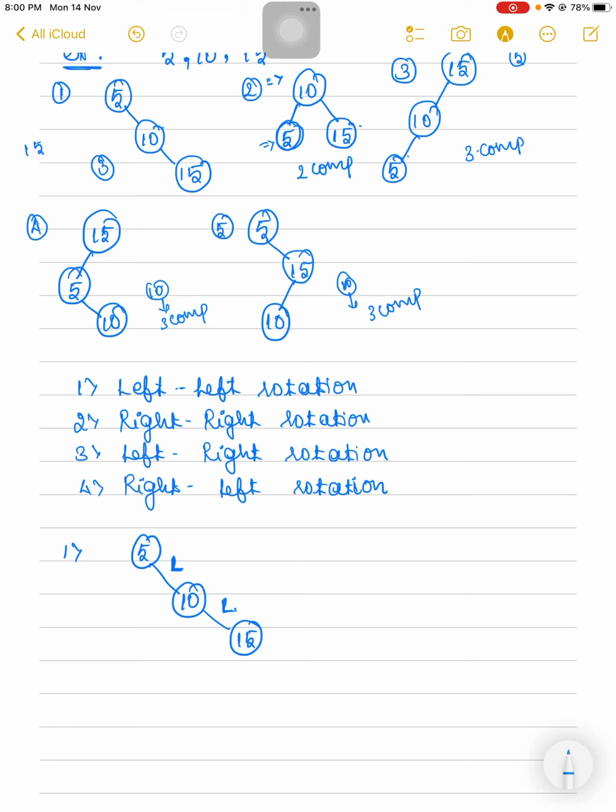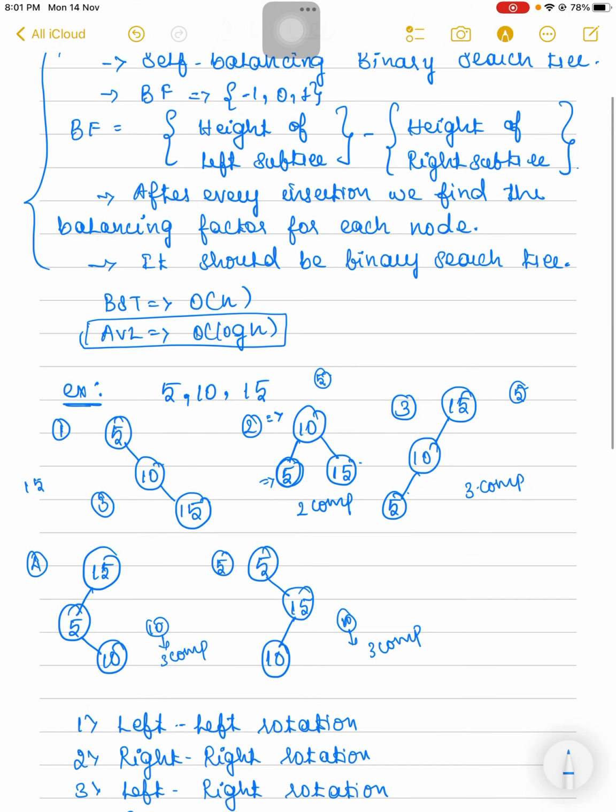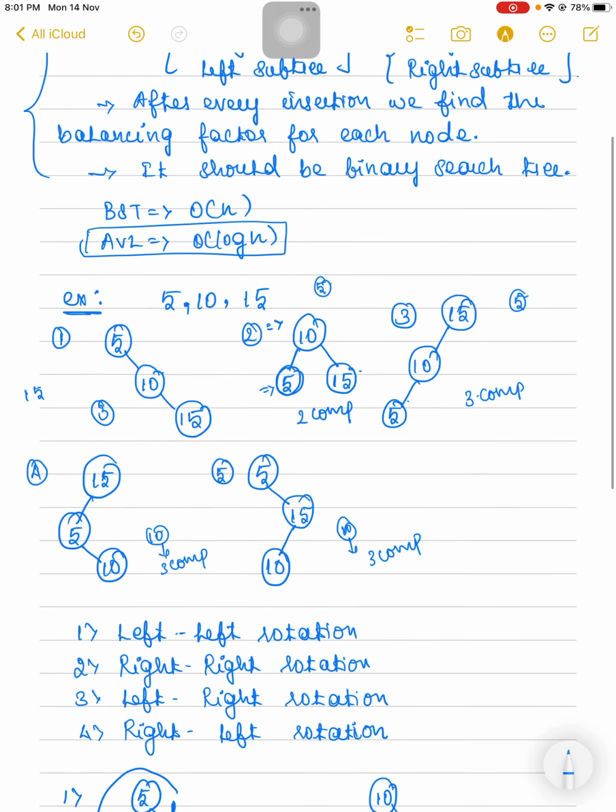Left rotation in the sense we are just going to pull the 5 down over here. When we pull the 5 down, now 10 will be acting as the root node, 5 will fall under the left side of 10 and 15 will fall under the right side of 10, right? For calculating the balancing factor, we already discussed the formula: height of left subtree minus height of right subtree.